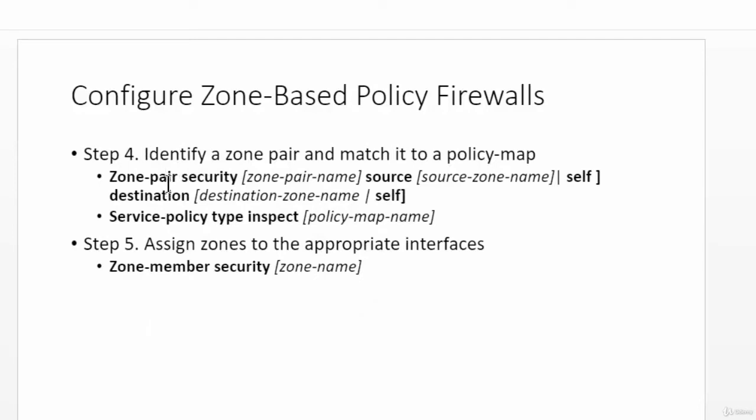Step 4. Identify a zone pair and match it to a policy map. We use two commands. The first command is zone-pair security, and enter the zone pair name. Source, enter the source zone name, or self. Self means the system-defined zone. It indicates whether traffic will be going to or from the router itself. And then destination, we enter the destination zone name or self. Next, we enter service-policy type inspect and enter the policy map name.